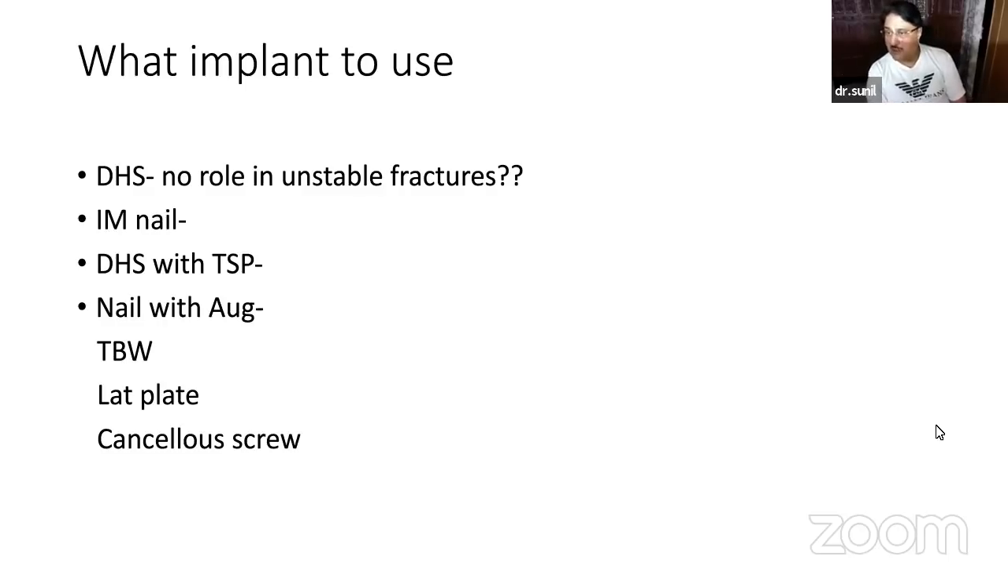So what implant will we use, given there is no role of DHS in any unstable fracture? Is there any comment you want to make, Dr. Tanna sir? Start with Dr. Tanna. Yeah, unstable fracture, unless you are medializing. I think I have sent you a case there. Probably the ordinary fracture which you are not medializing, there is no role of a DHS.